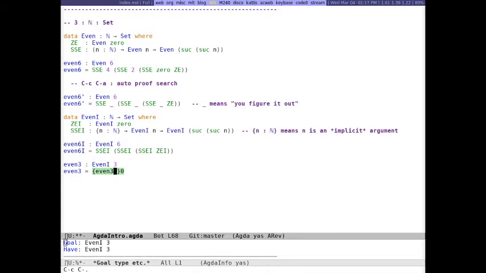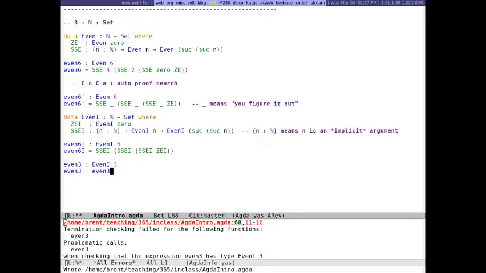So I do Control-C, Control-space. It fills in the hole. But it gives me some kind of error. If I try to load it, it turns this ugly salmon color, and it says termination checking failed. So here's the thing.